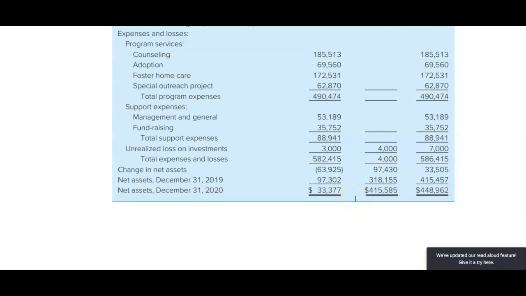In the problem that you have, when you separate the donor restricted net assets, they just have two categories in there: donor restricted permanent and donor restricted other. So you'll just need to break out that number. But these are the totals you need to be able to get your statement of financial position to balance.